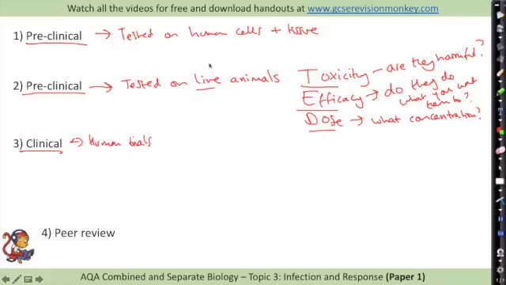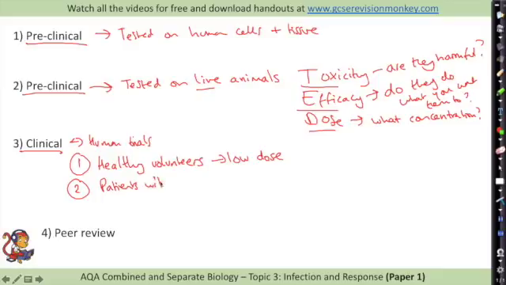And then after all of that, if all those trials are successful, you're going to have human trials. The first stage of the trial is actually on healthy volunteers. So these people don't have the disease at all, but they're tested on these people just to check that it works within the human body system. So they're given a low dose and they are monitored and checked to make sure the drug is working around the body properly. And then it will be tested on patients with the disease.